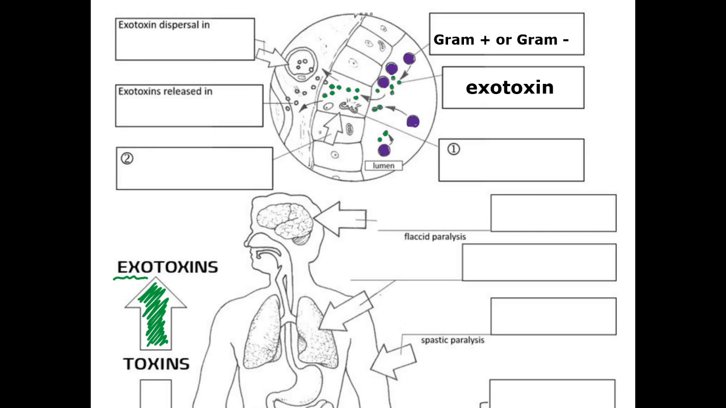So they secrete their exotoxins. There are lots of different types of toxins. They can be categorized structurally. We talked about A-B toxins before, and they can also be categorized based on the system affected, and we'll talk about those as part of our diagram.